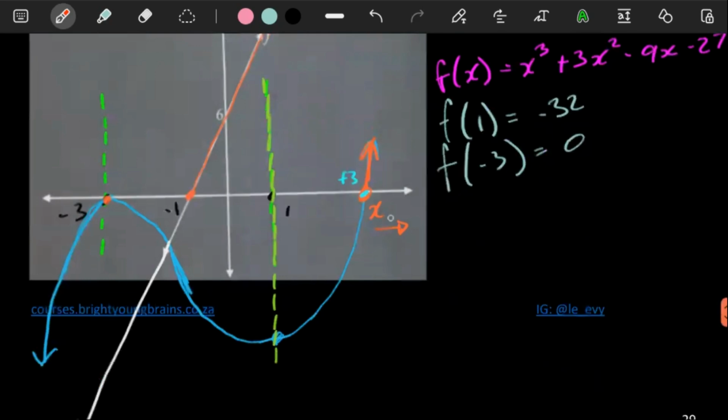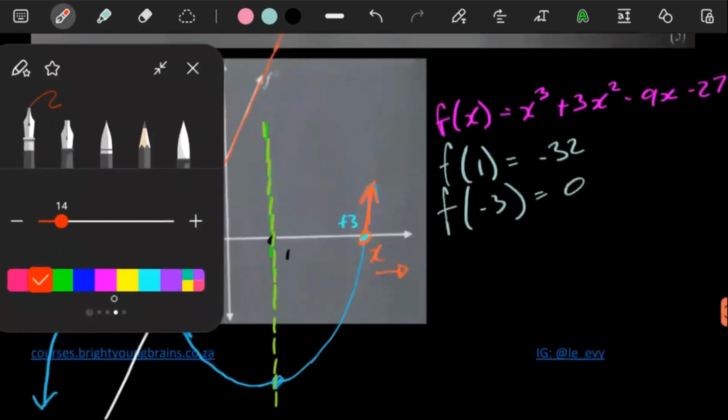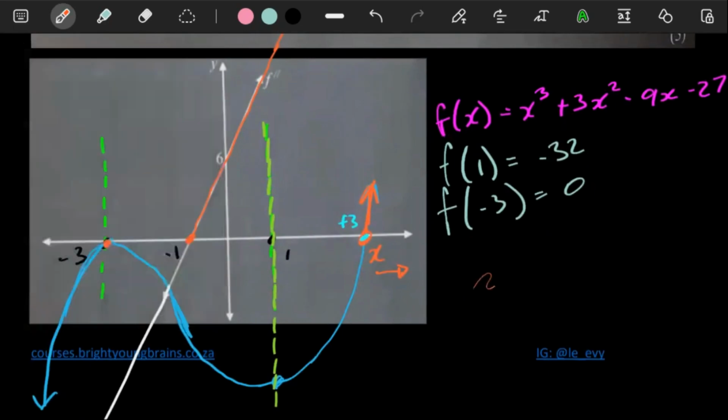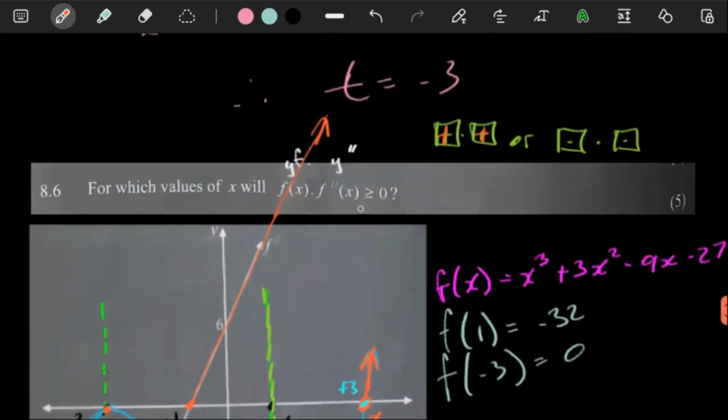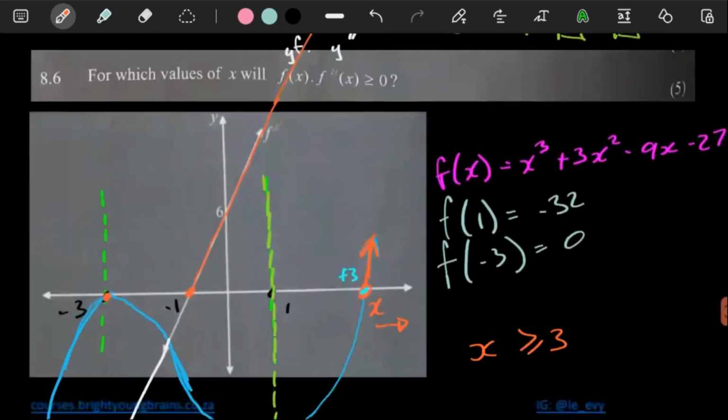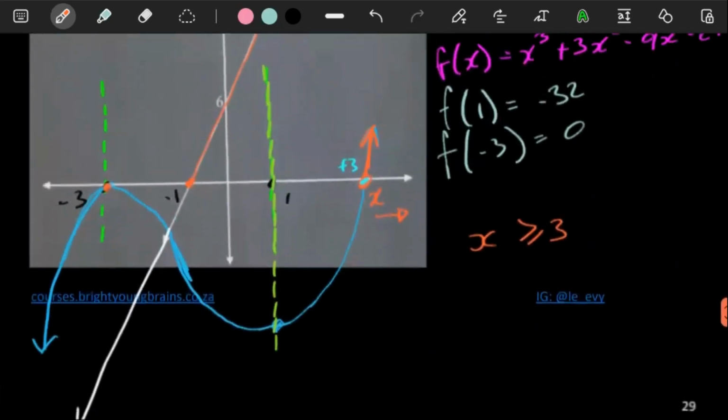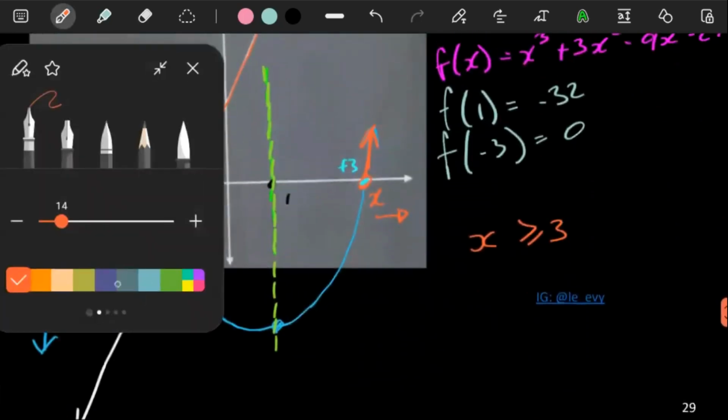Now they are both having positive y values where our x values are. Here x has to be bigger or equal to positive. The reason we're saying bigger or equal to is because this is asking where this is above or equal to 0. So for this to be above or equal to 0, both have to be positive, or both have to be negative. So let's look for cases where they are both having negative y values.